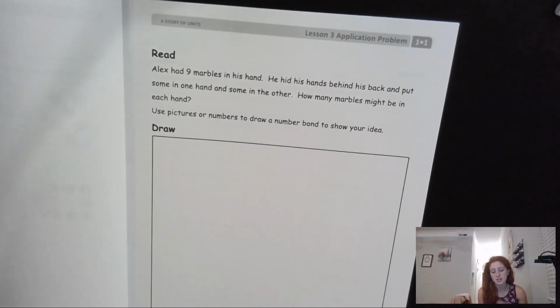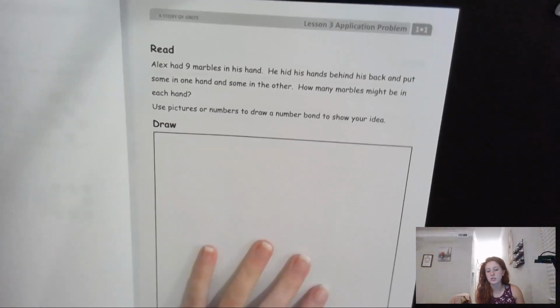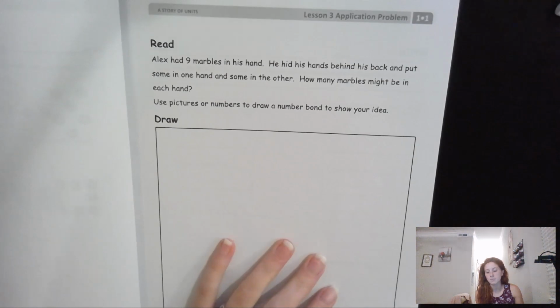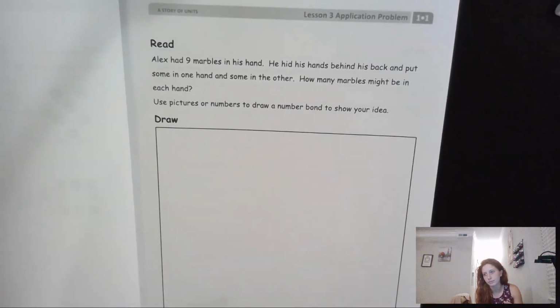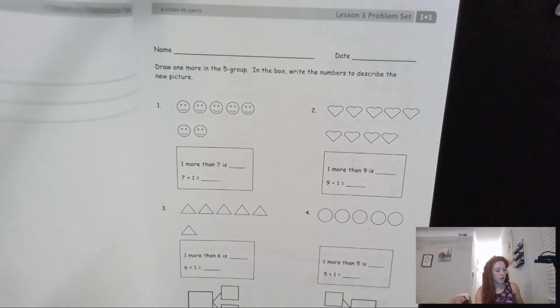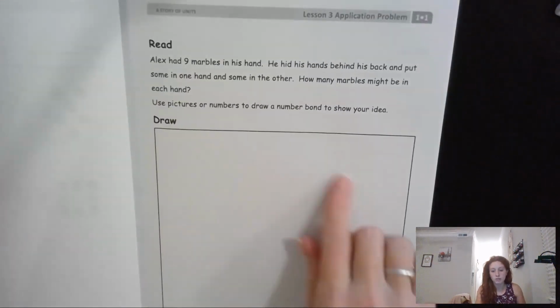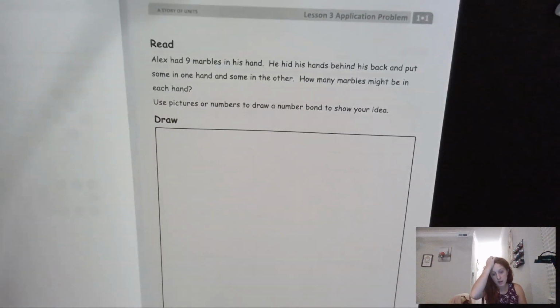So it's pretty much exactly what we just did. It's just different numbers, and it's a different story, okay? So make sure that you give yourself a number bond place and that you fill it out, all right? Go ahead and get started.